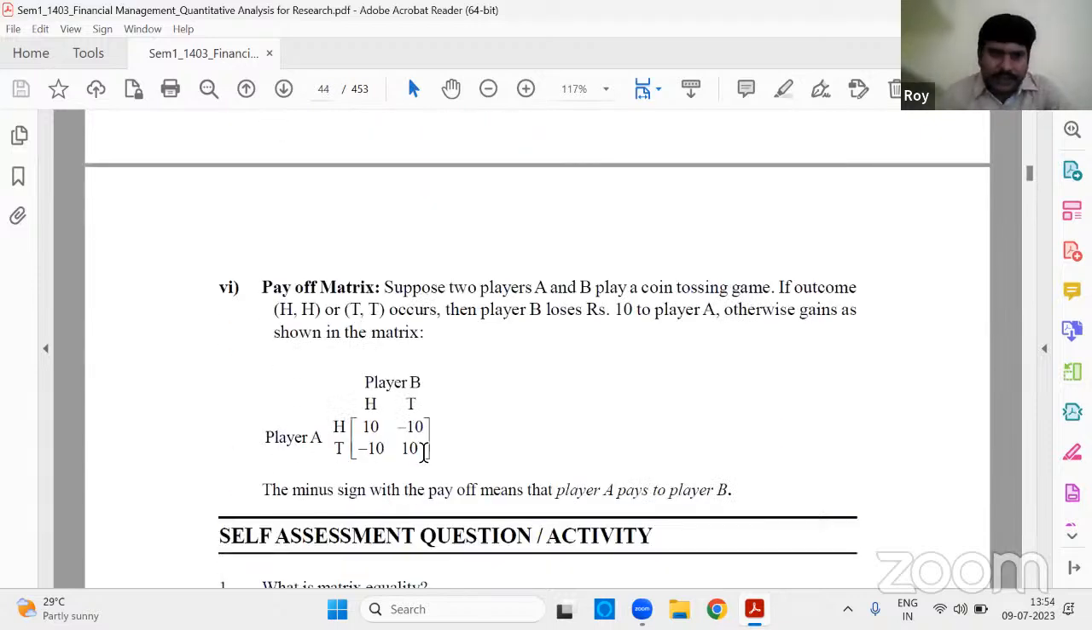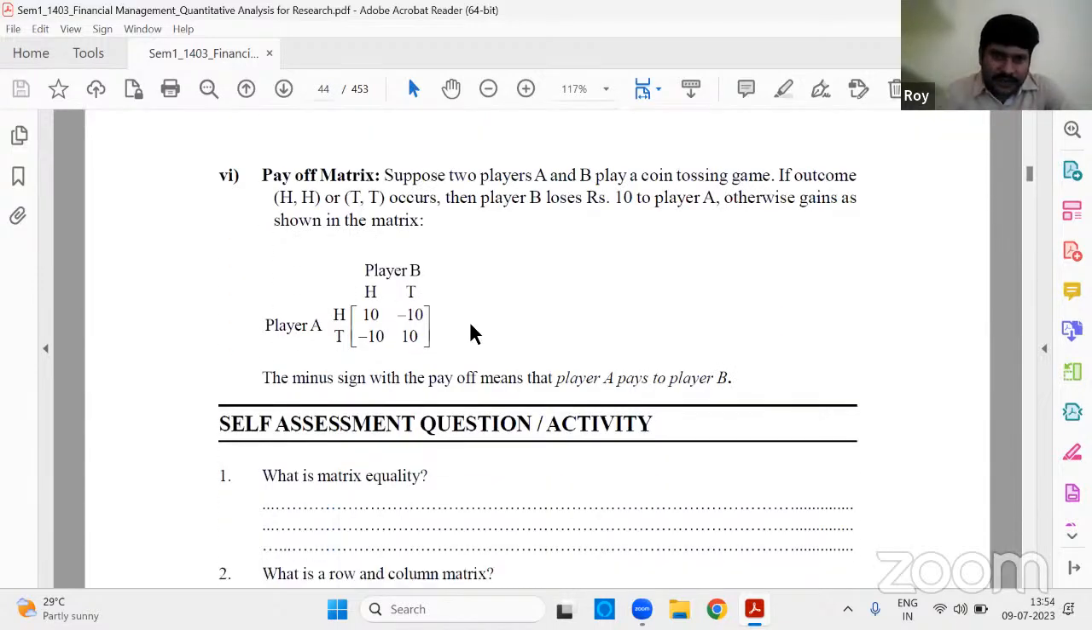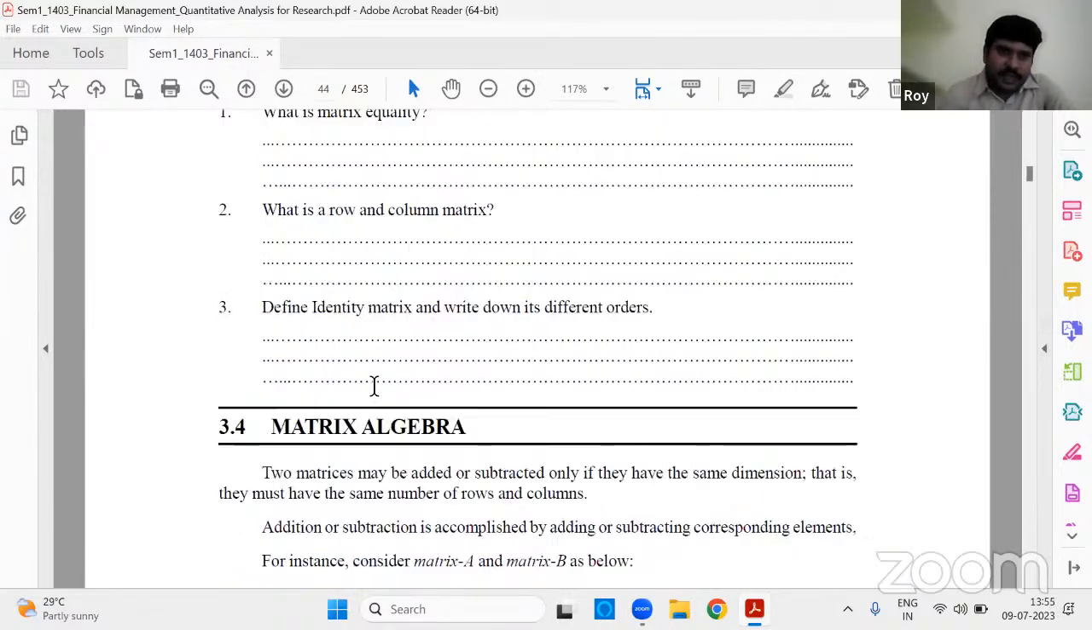Try to understand this. Payoff matrix. This is where we will use in the game theory. The payoff matrix we will calculate by calculating the payoffs: 10 minus 10 minus 10 is equal to 20, minus 10 minus 10 is equal to minus 20. Like that, we will find out the payoffs from this matrix.